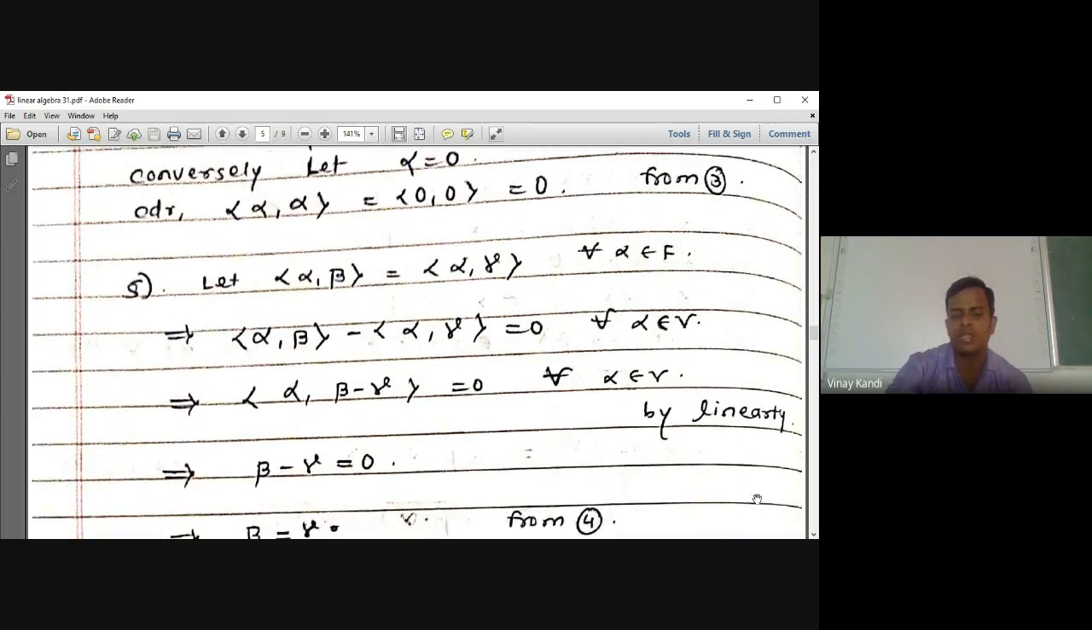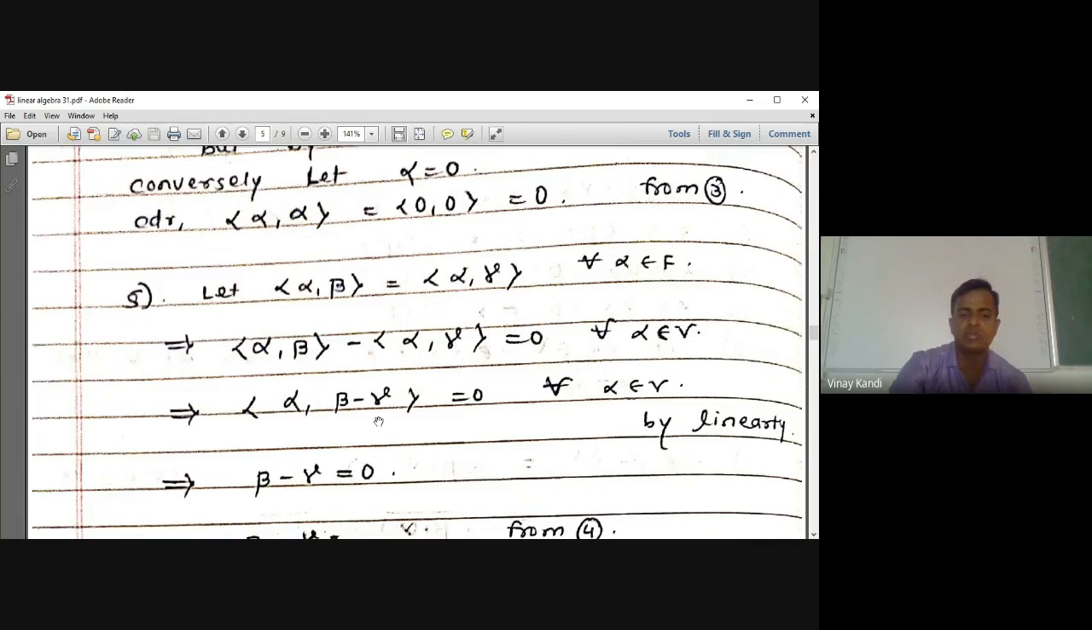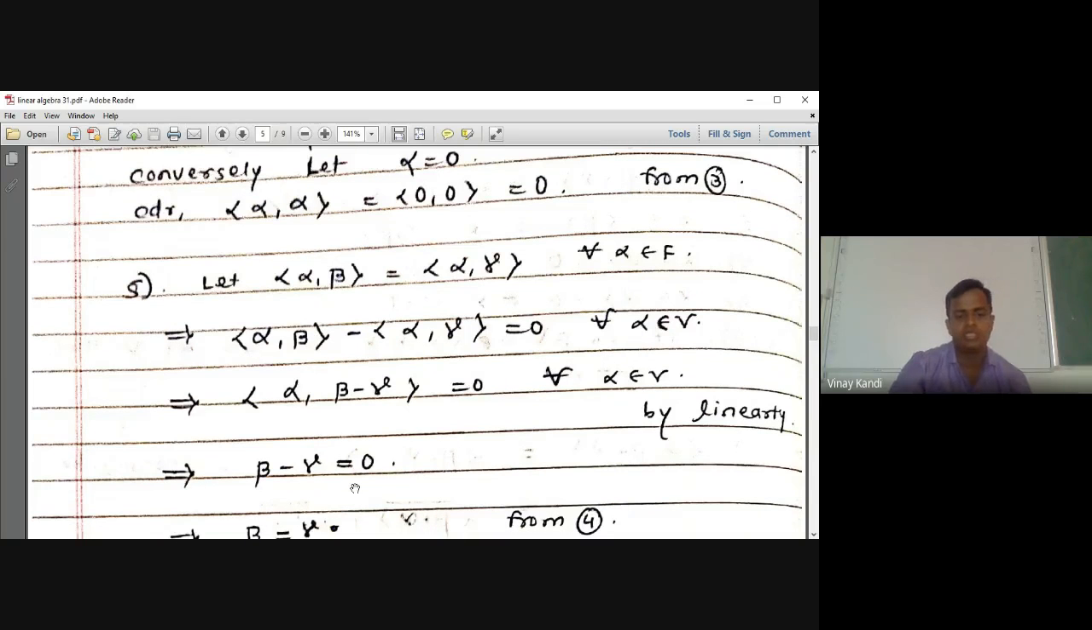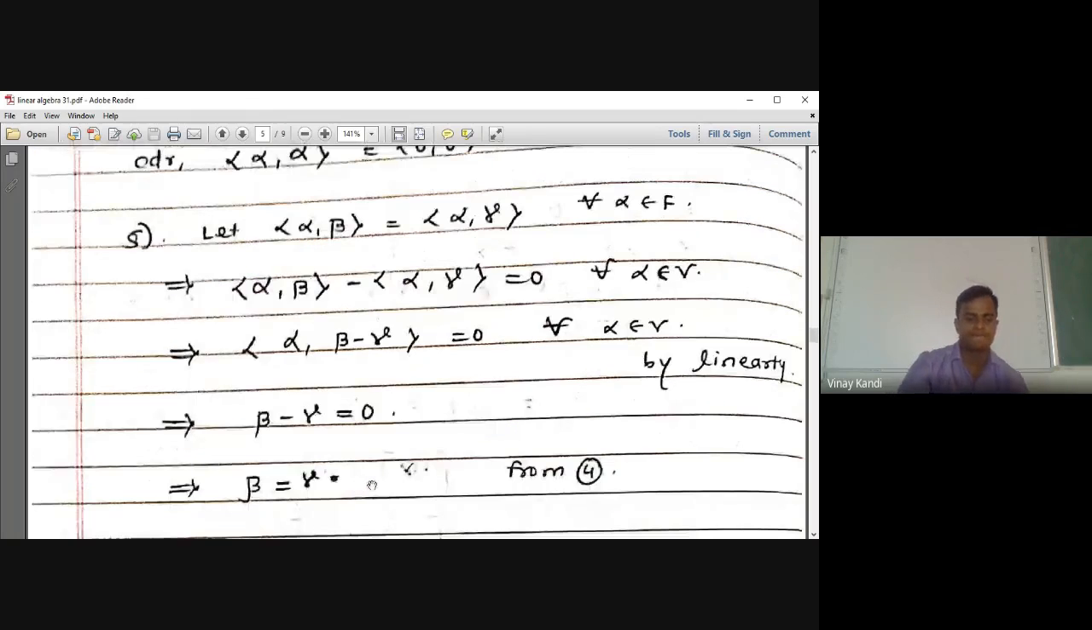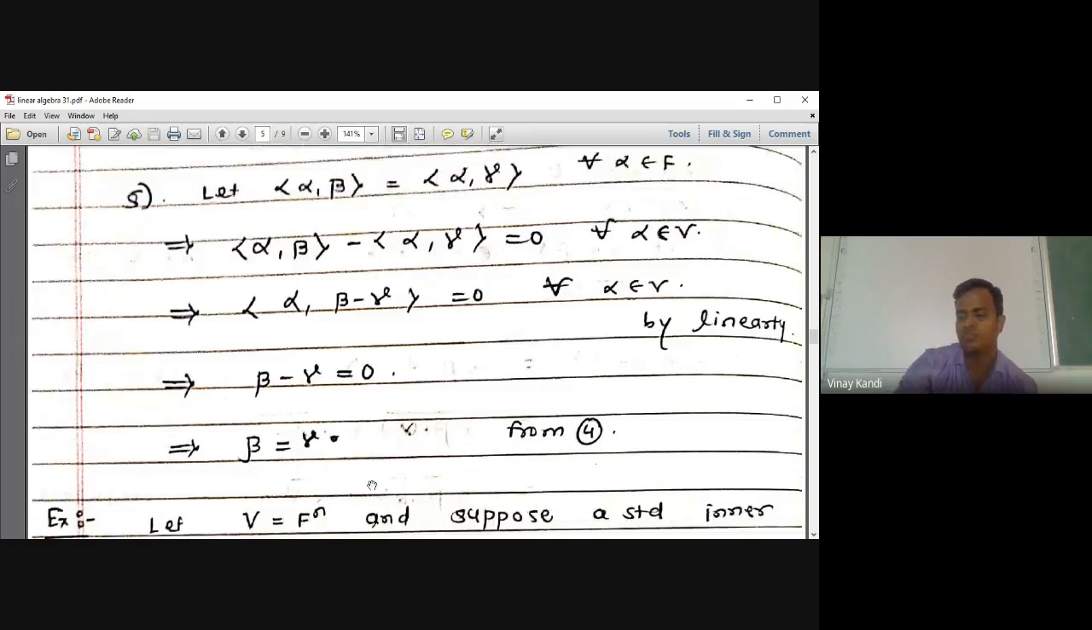Hence, we can write beta minus gamma is equal to 0 by statement number 4. If inner product of alpha, beta minus gamma is equal to 0, then beta minus gamma is equal to 0 by statement number 4. Hence, beta is equal to gamma. Understood? This is the proof of the above theorem. All the five statements hold if V over F is an inner product space.